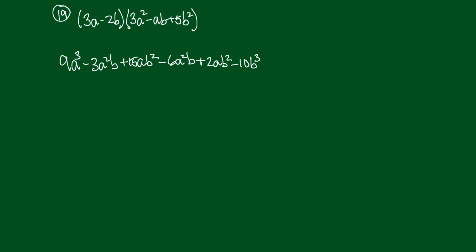Let's total them up. We got 9a cubes. And then what about these? Any more of these a squared b's? Yeah, right here. So I'm down 3, then I lose 6 more. So I'm down 9 of those. So minus 9a squared b's. Now what about these ab squareds? The ab squareds, I've got 15 of them. And then over here, I've got 15, and then I get 2 more. So I got 17 of those. And then there's something else left, right? That's the only thing left. Minus 10b cubed. There's no more b cubed. So minus 10b cubed.